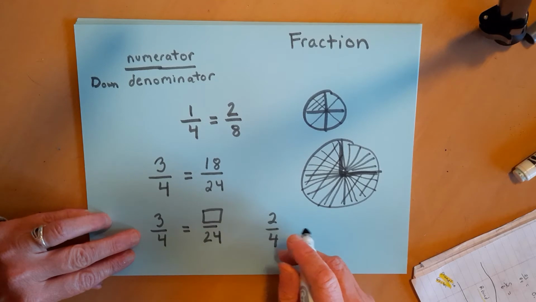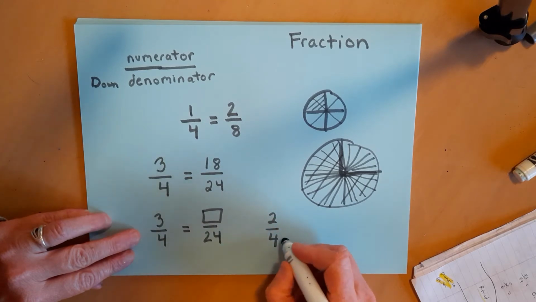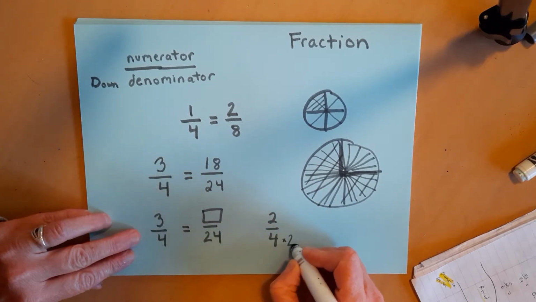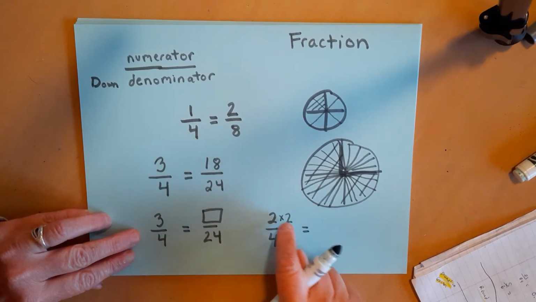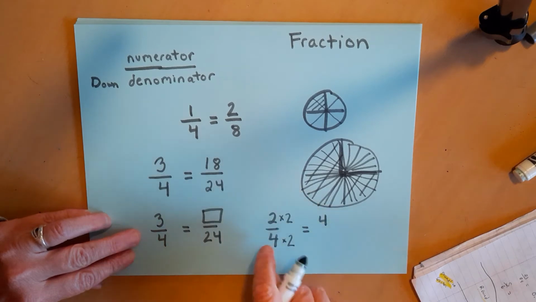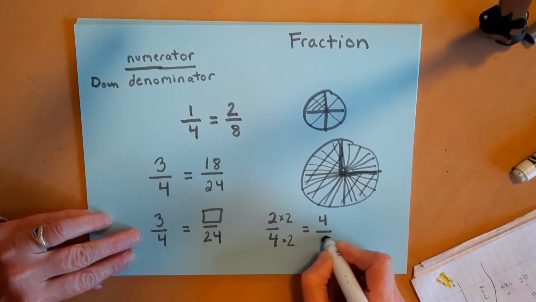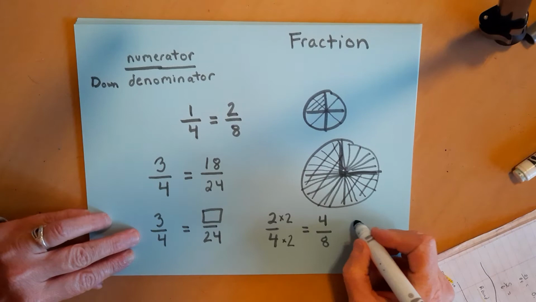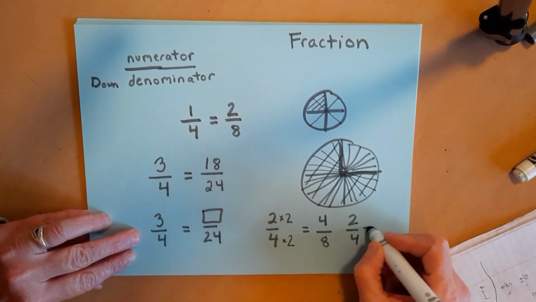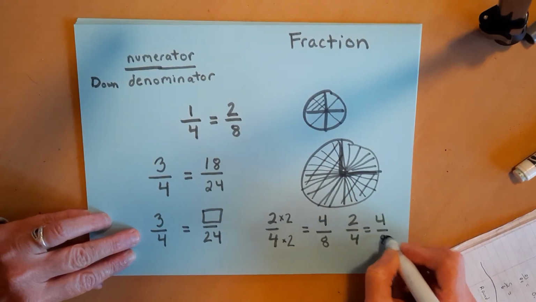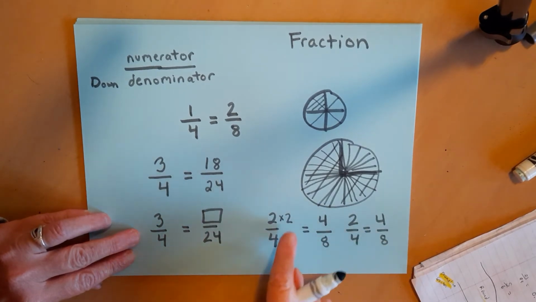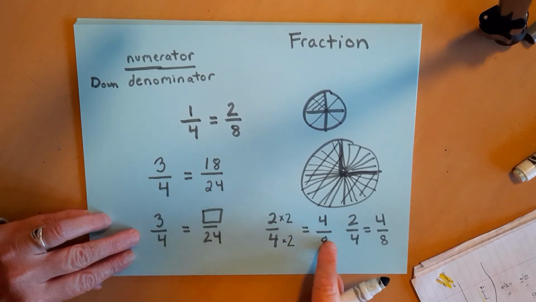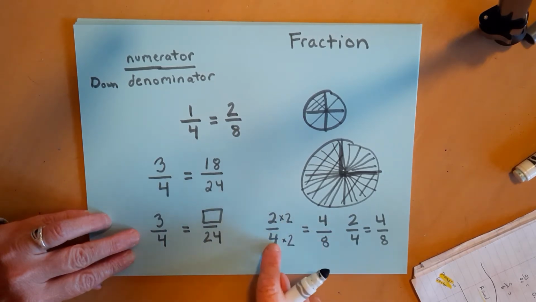For example, if I take 2/4 and I multiply the denominator by 2 and the numerator by 2, I end up with the fraction: 2 times 2 is 4, and 4 times 2 is 8. So I end up with 2/4 equals 4/8. And you can see that those do equal each other. They're both equal also to a half. So as long as you multiply the numerator and the denominator by the same number, you'll end up with a fraction that is equal to the original one.